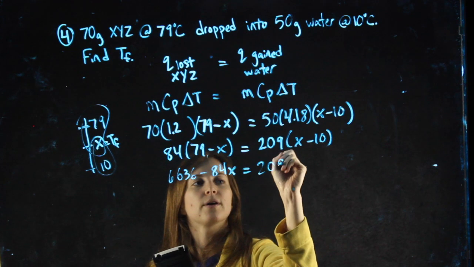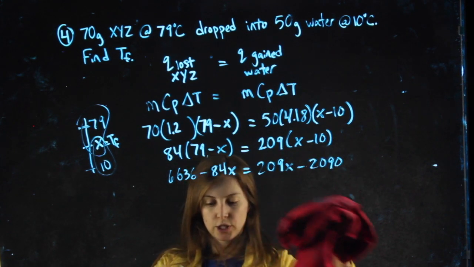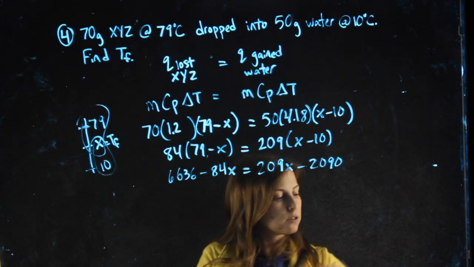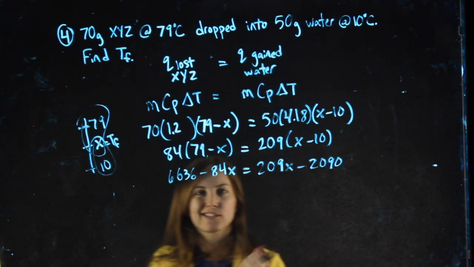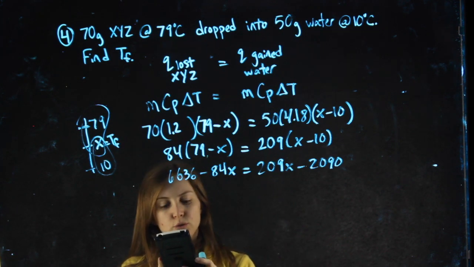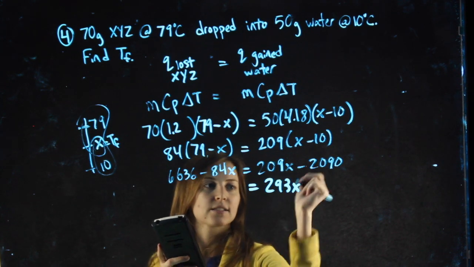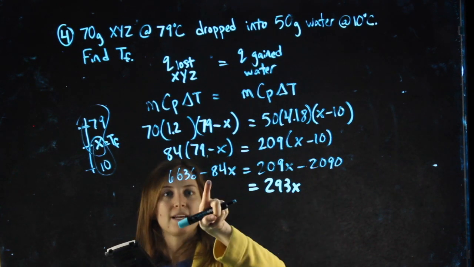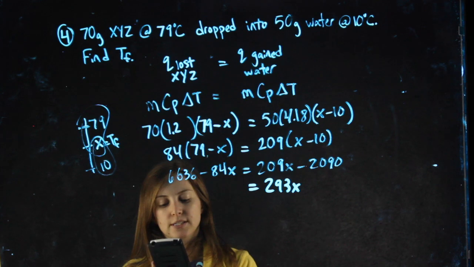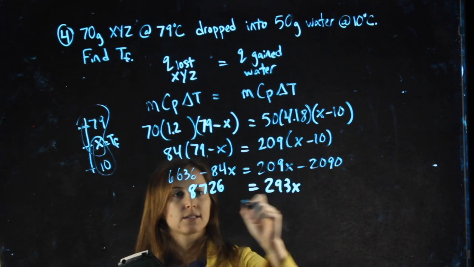We get 209x minus 2090. I'm going to change the colors here. Maybe just markers. Adding the 84x to the 209x gets me 293x on this side. Adding the 2090 to the 6636 gets me 8726.